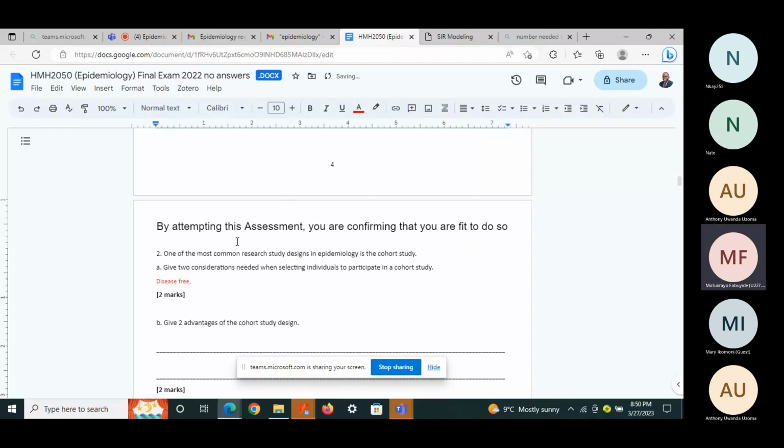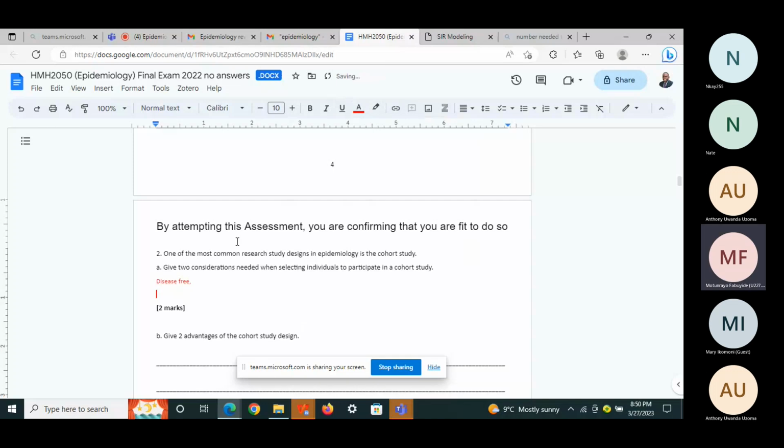Should be representative of the whole population. The sample size should be representative of the population, so you need a large sample size. Okay, that is representative of the whole population. Okay, what else? Now in this disease free, can you categorize it?